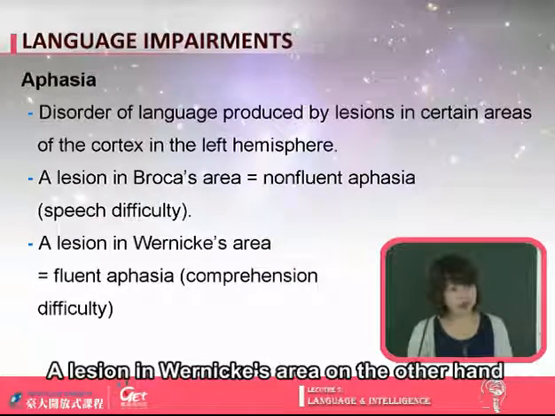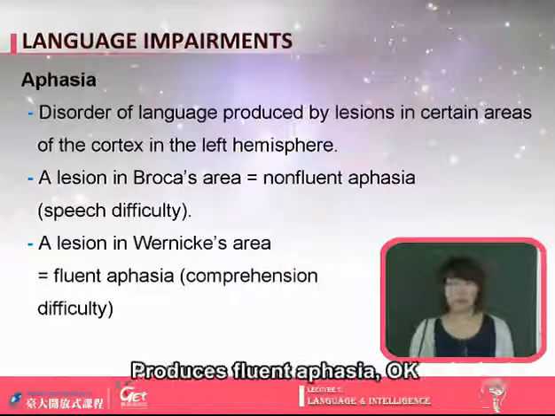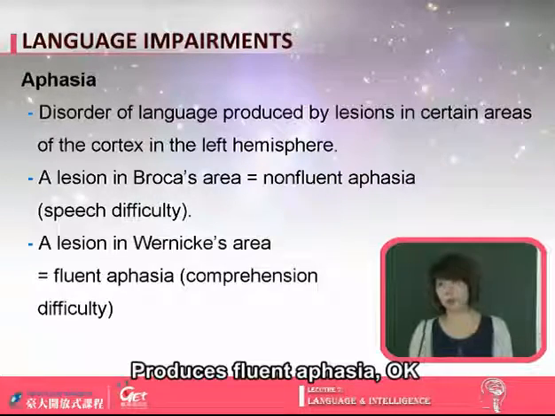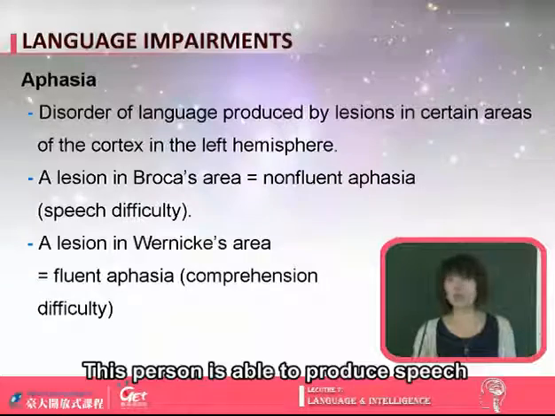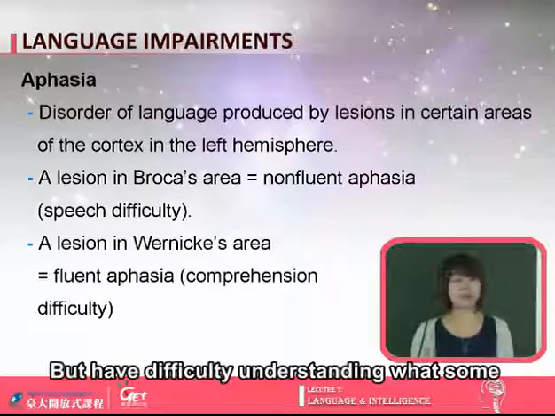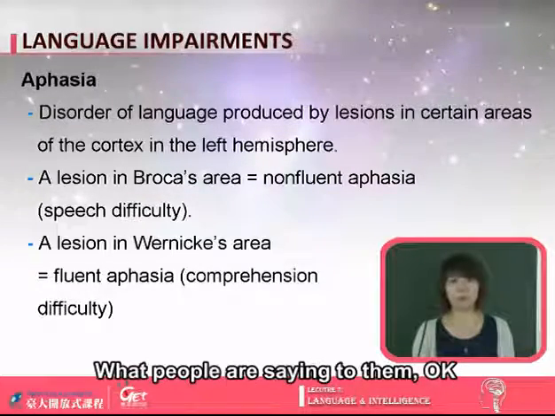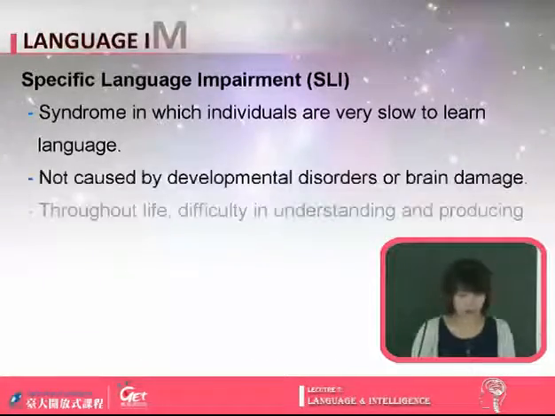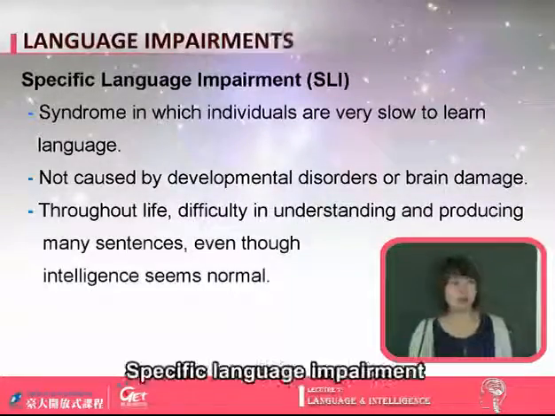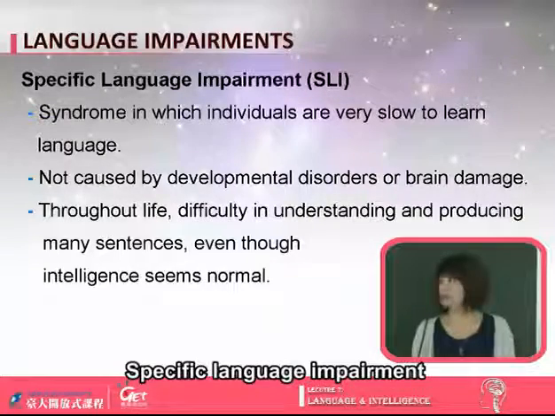A lesion in Wernicke's area, on the other hand, produces fluent aphasia. Okay, that is a problem with comprehension. This person is able to produce speech, but has difficulty understanding what people are saying to them. Okay? And then finally, SLI, specific language impairment.